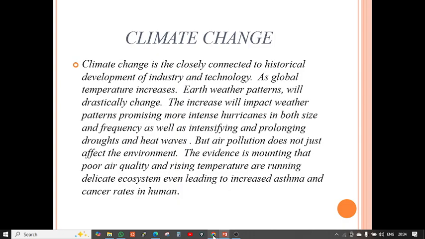Then the most important relation between health and the environment, or between humans and the environment, is climate change. Climate change is closely connected to the historical development of industry and technology. So the global temperature increases. Over a large period of time, it can change completely, and that is called climate change. So the earth's weather patterns will be disturbed drastically. Weather means the seasons.